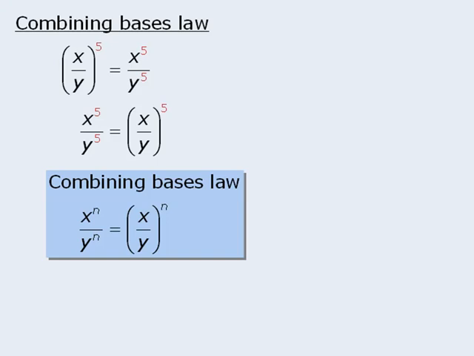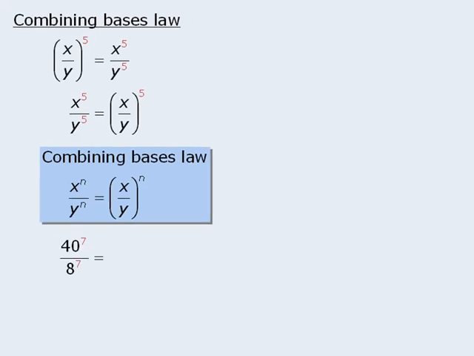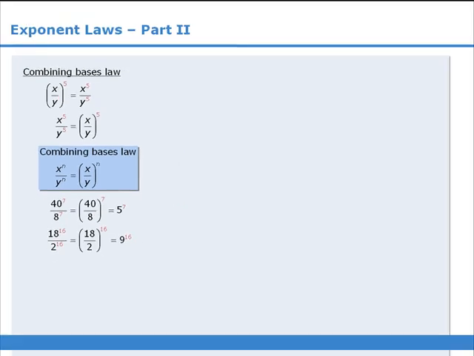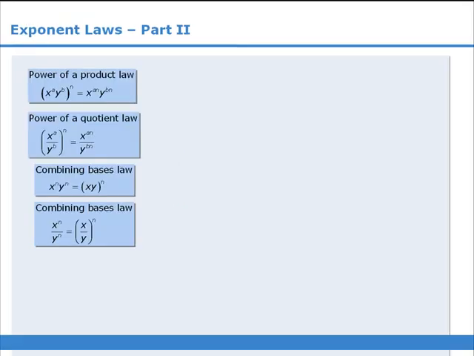Once again, please note that the exponents must first be equal before we can combine the bases. So, for example, we can rewrite this as 40 over 8 all to the power of 7, which is equal to 5 to the power of 7. Similarly, we can rewrite this as 18 divided by 2 all to the power of 16, which is equal to 9 to the power of 16. Okay, let's summarize. In this lesson, we learned more rules regarding exponents.